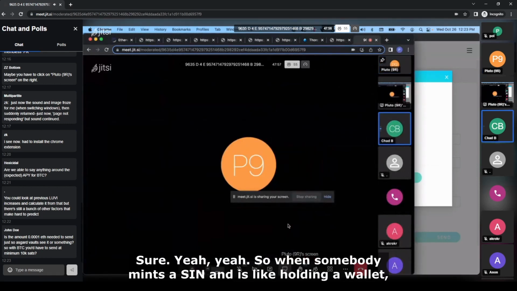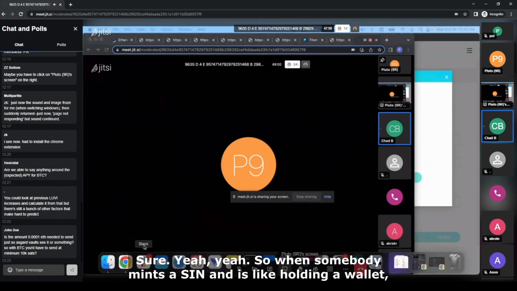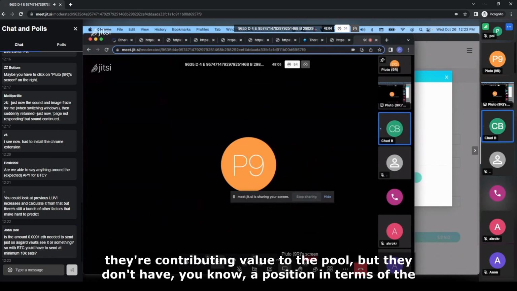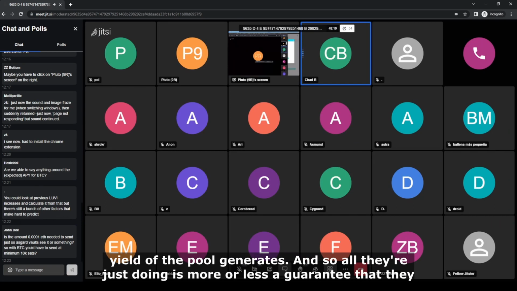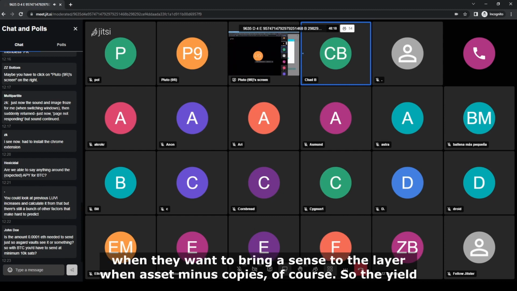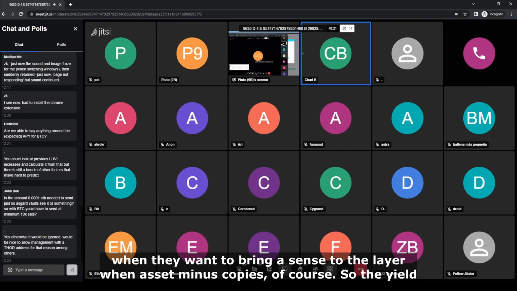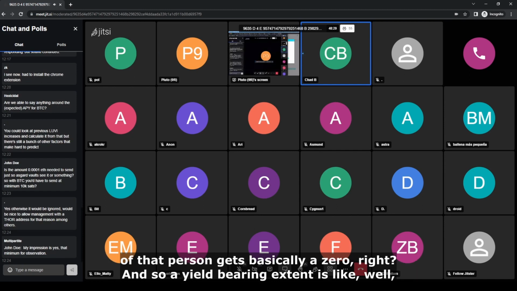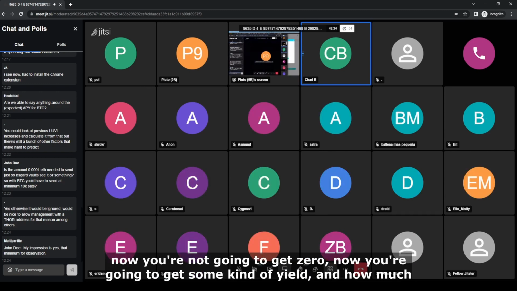Sure. Yeah. So when somebody mints a synth and just holds it in a wallet, they're contributing value to the pool, but they don't have a position in terms of the yield that the pool generates. All they're doing is basically a guarantee that they put one Bitcoin in, they got one synthetic BTC, and that they're going to get one Bitcoin back later on when they want to burn their synth to the layer one asset, minus swap fees, of course. So the yield of that person is basically zero, right? And so a yield bearing synth is like, well, now you're not going to get zero, now you're going to get some kind of yield.